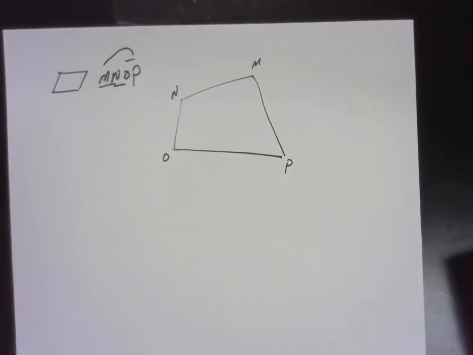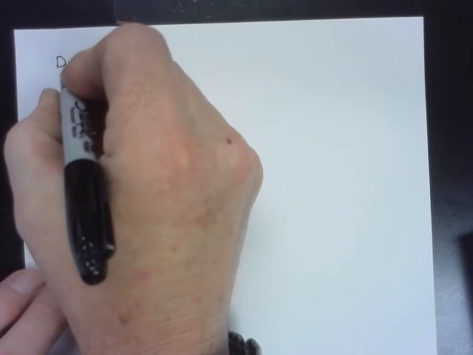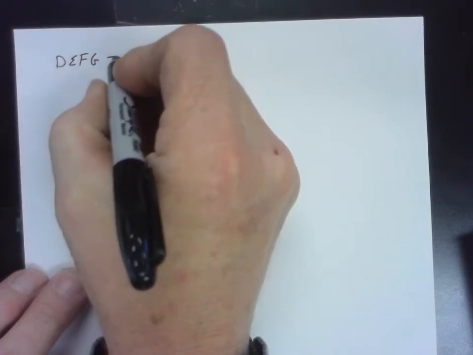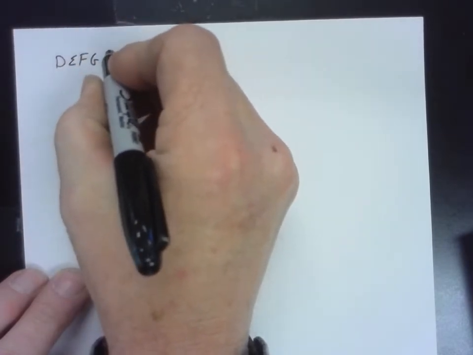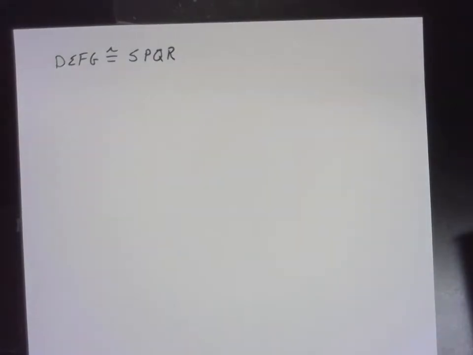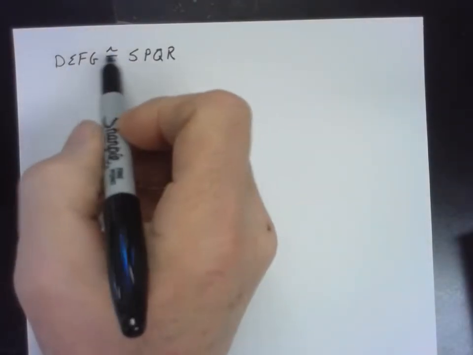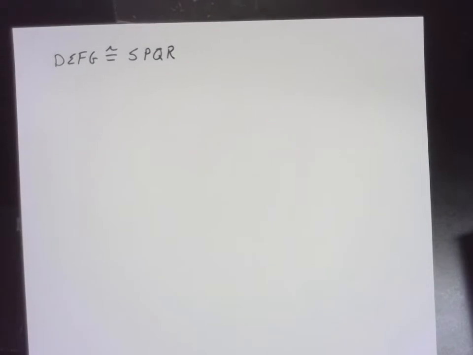Okay, let's look over to example 2 for a minute. There are two quadrilaterals there, and it says that DEFG is congruent to SPQR. Now, it doesn't have the word quadrilateral there, but I'm going to say quadrilateral DEFG is congruent. What do we mean they're congruent?